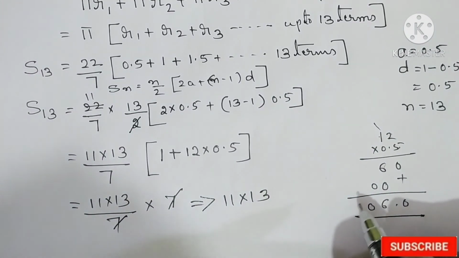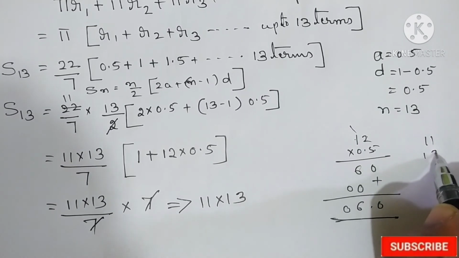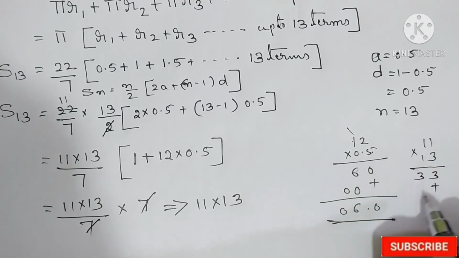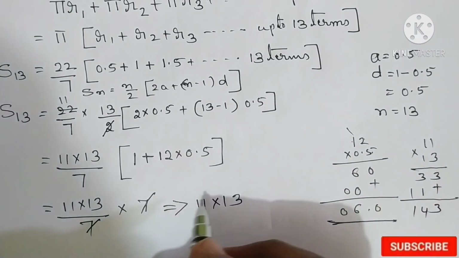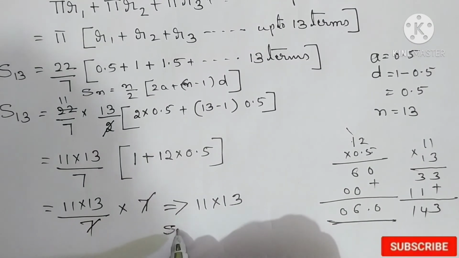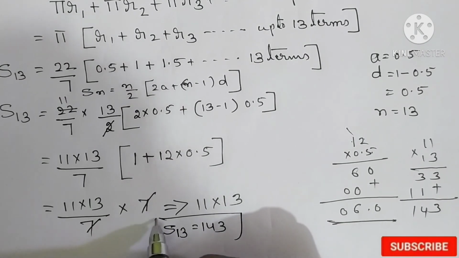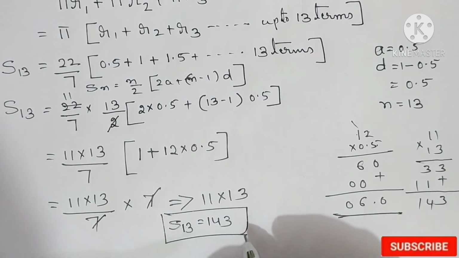11 into 13 you should multiply: 3 ones are 3, 3 ones are 3 plus 1 one is 1, so we get 143. So S13 is equal to 143. That means the total length of the spiral is 143 centimeters.